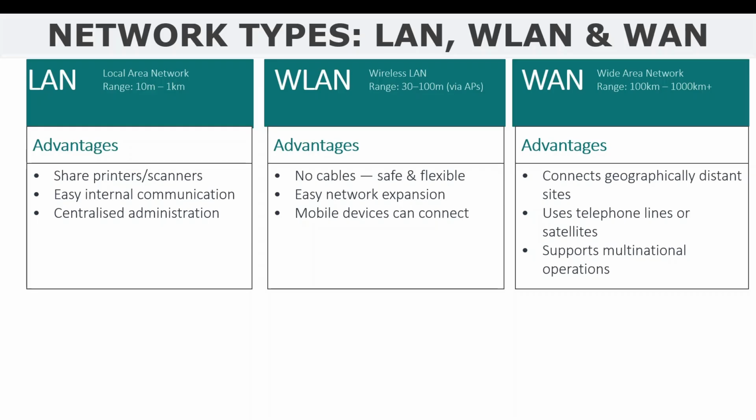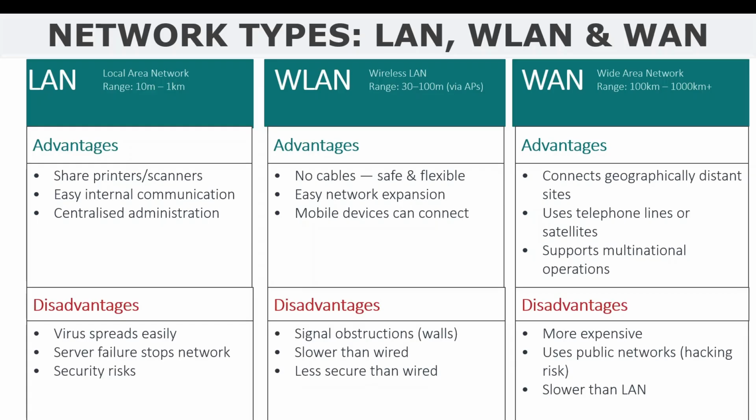The WAN, on the other hand, connects geographically distant sites. I mean, different places around the world can be connected together once you are on the internet. So we make use of phone lines and satellites, and then it also supports multinational operation. There are some disadvantages as well.